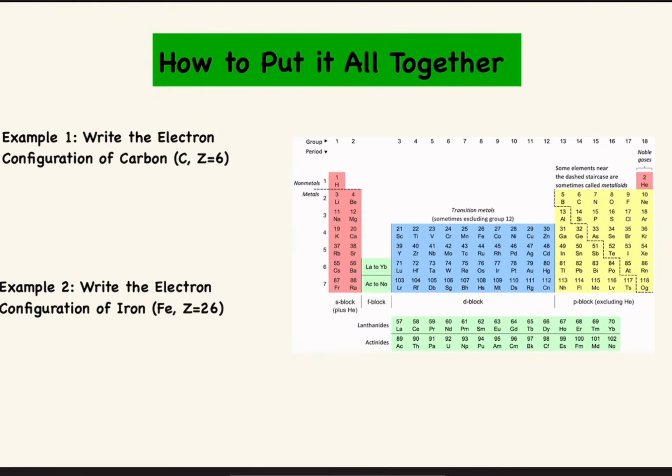All right, now let's put it all together. I would highly recommend having a periodic table on you while you do this, as it will help you put the electron configuration together and you can visually see it. Example 1 says, write the electron configuration of carbon with an atomic number 6.